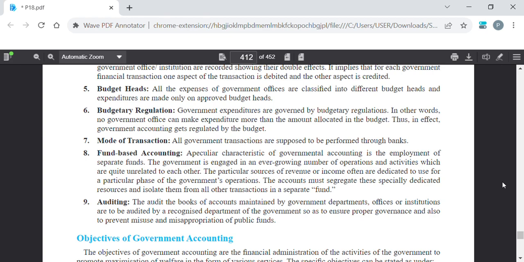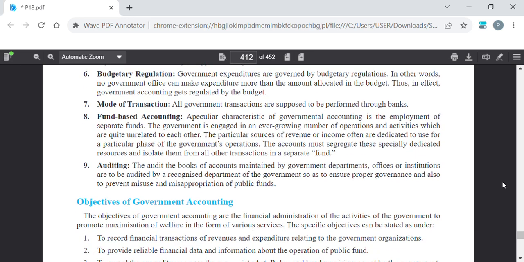Government is engaged in an ever growing number of operations and activities which are quite unrelated to each other. The particular sources of revenue or income often are dedicated to use for a particular phase of government's operations. The accounts must segregate these specially dedicated resources and isolate them from all other transactions in a separate fund.